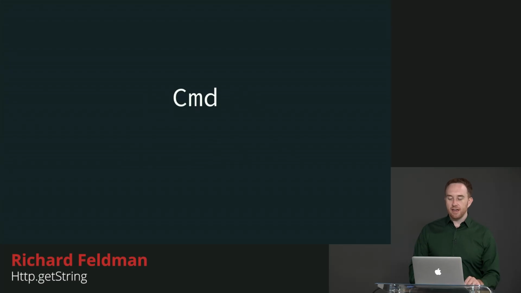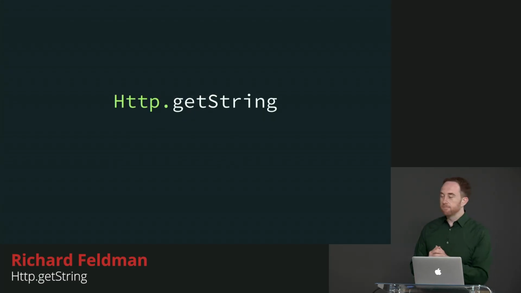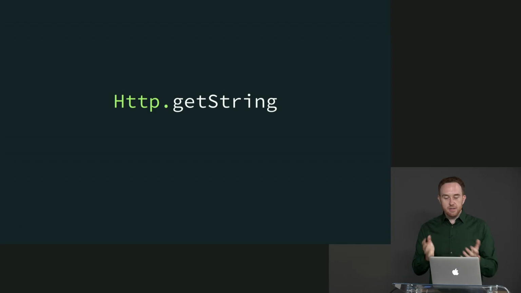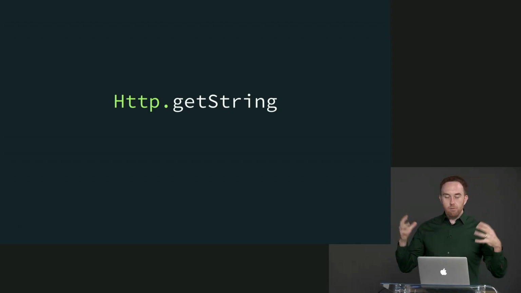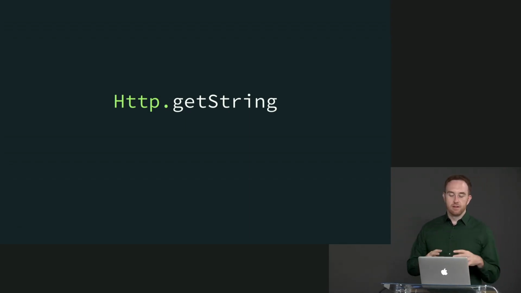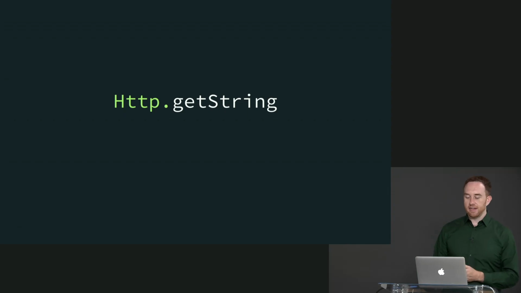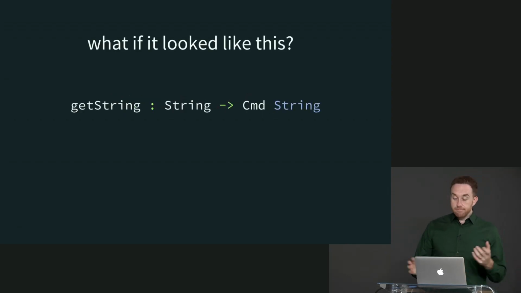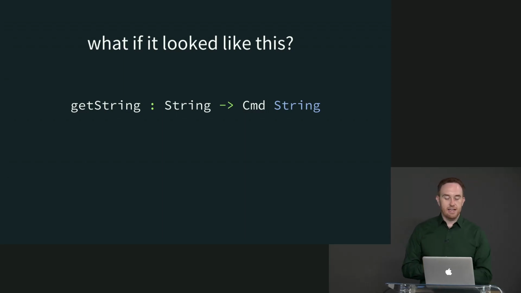So let's see about using command to do an actual HTTP request. HTTP.getString is sort of the most basic, simple version of how to do HTTP in Elm. So this is close to what Elm's HTTP.getString function looks like, but not quite. Let's just imagine hypothetically, what if it did look like this?